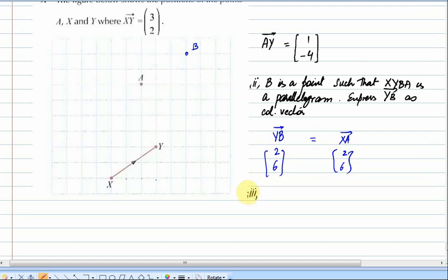Part C. C is a point such that XYAC is a parallelogram. Express AC as a column vector. Now it says XYAC is a parallelogram and you need to find AC as a column vector. You need to do it by yourself first and you have 30 seconds for this question.